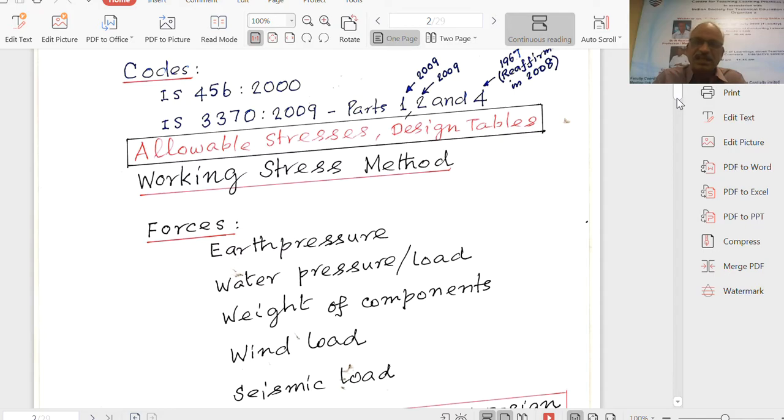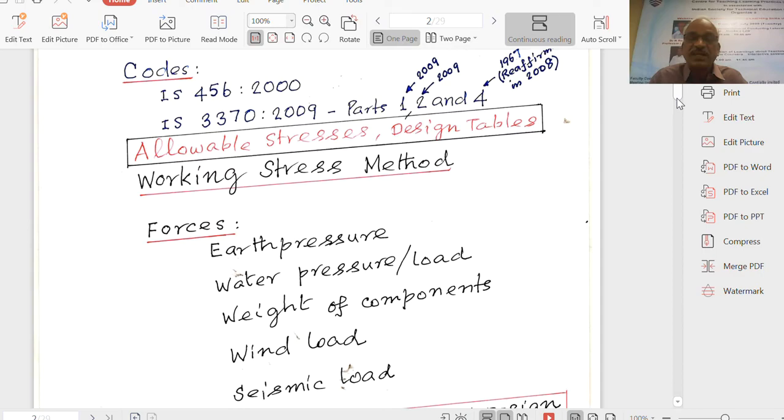Anyway, that we'll discuss later. Now we are concentrating only on the forces. That is, earth pressure is a force for the design of underground tanks. Water pressure is there for underground tanks, ground level tanks and elevated tanks. Right. Then weight of different components. How to account the weight of various components in the design of water tank.